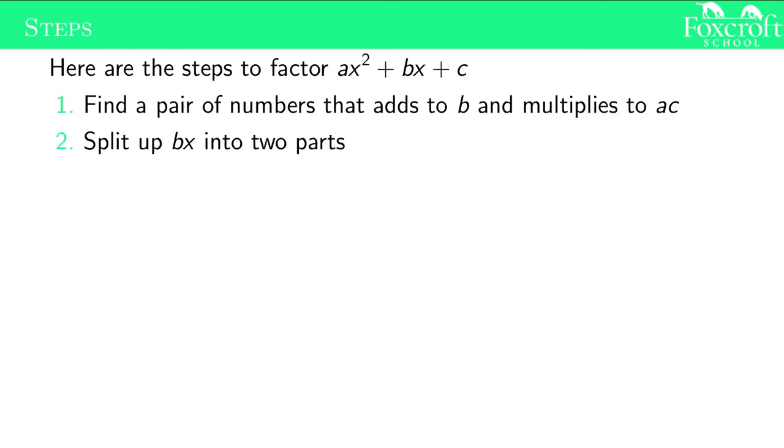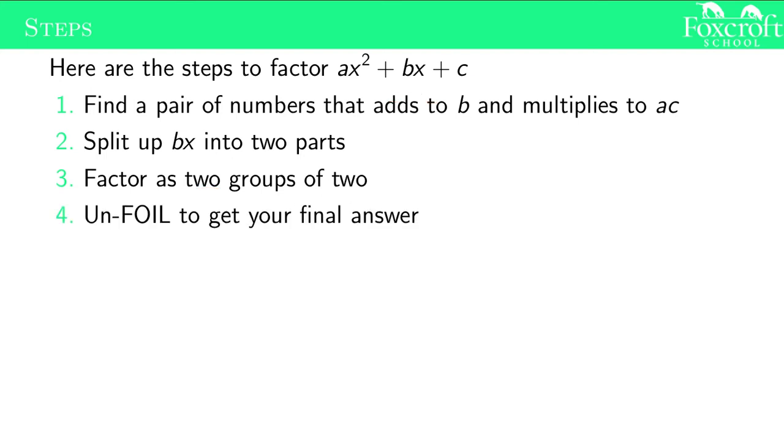Then, we have this special pair of numbers. We're going to split up the BX term into 2 separate terms. It's kind of the weird step that a lot of students forget to do, but we'll see what this looks like in an example. Once we split this up into 2 terms, then we'll have 4 separate terms, so we can factor as 2 groups of 2, because 4 can be broken down into 2 groups of 2. And then we unfoil to get our final answer. So again, it doesn't make much sense right now in words, so let's do an example.